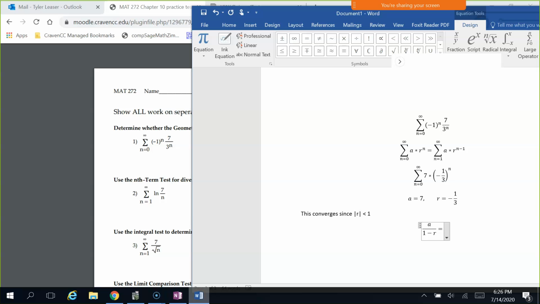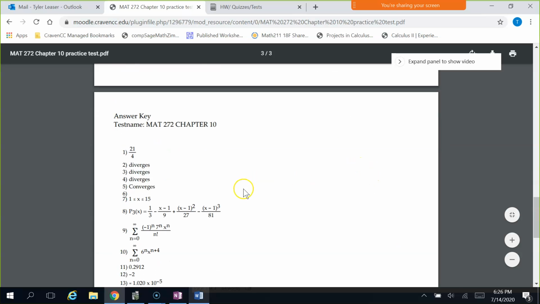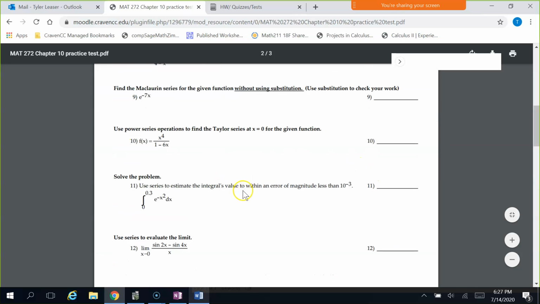So just plug it in. A is 7 divided by 1 minus -1/3. So that's going to be 7 over 4/3, which I think is 21/4. We'll just go with that. Oh, I think the answers are at the bottom. Yeah, 21/4. Perfect.